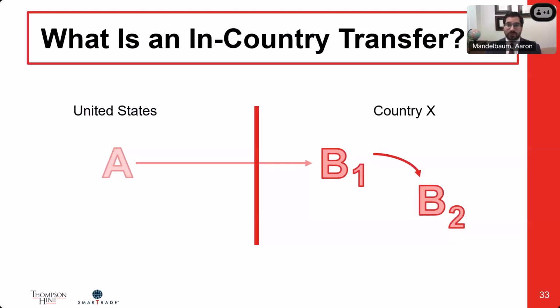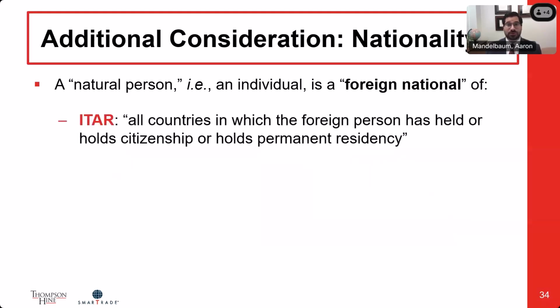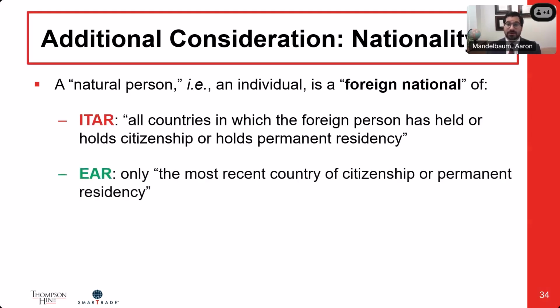Now, a lot of what we've just diagrammed and discussed is predicated on this notion of nationality. So for natural persons, for individuals, human beings, a person is considered a foreign national differently depending on the regulatory regime you're looking at. Under the ITAR, it's incredibly more inclusive. It's all countries in which the foreign person has held or holds citizenship or permanent residency. That is very different from the EAR, which only cares about the most recent country of citizenship or permanent residency.